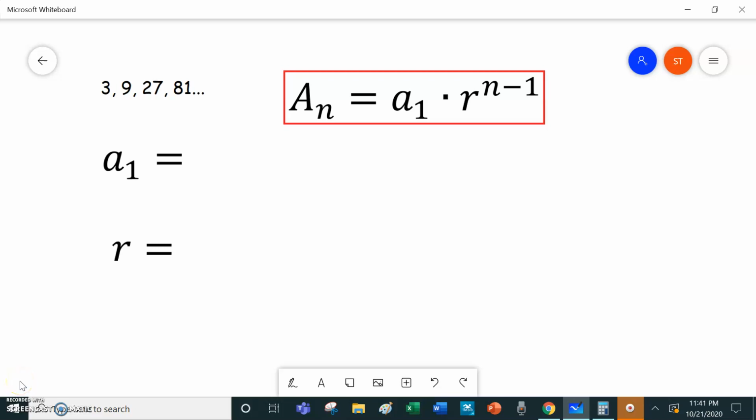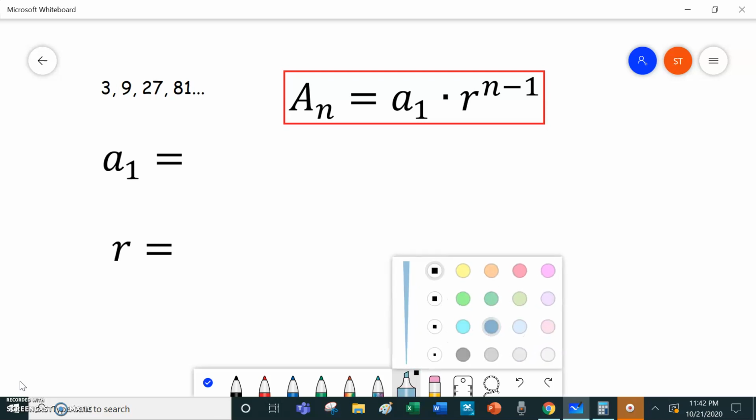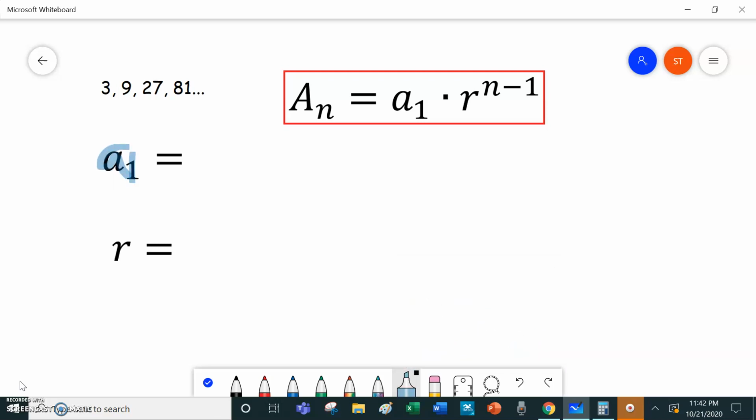This is an example of how to write the explicit formula for a geometric sequence based on the first few terms of that sequence. So here we see the first four terms of our sequence, 3, 9, 27, and 81. What we need to do is first identify the first term, our A1 value. That is pretty straightforward. Our A1 is our first term, which in this case is 3. So I'm going to identify that by writing that down here.